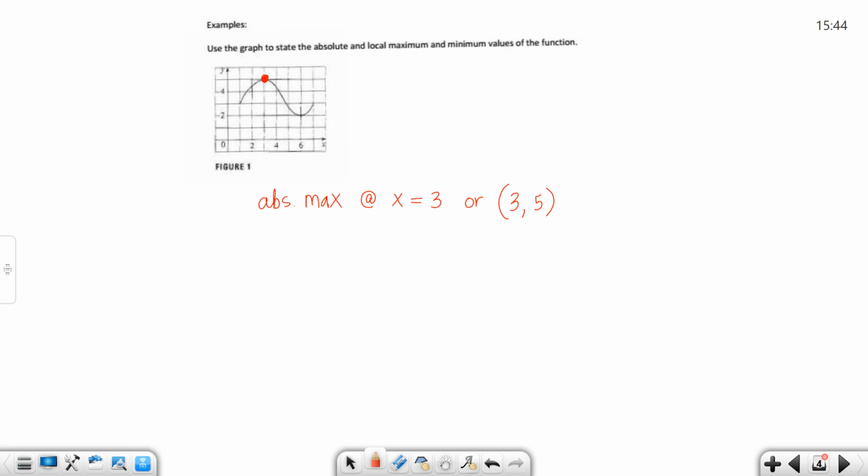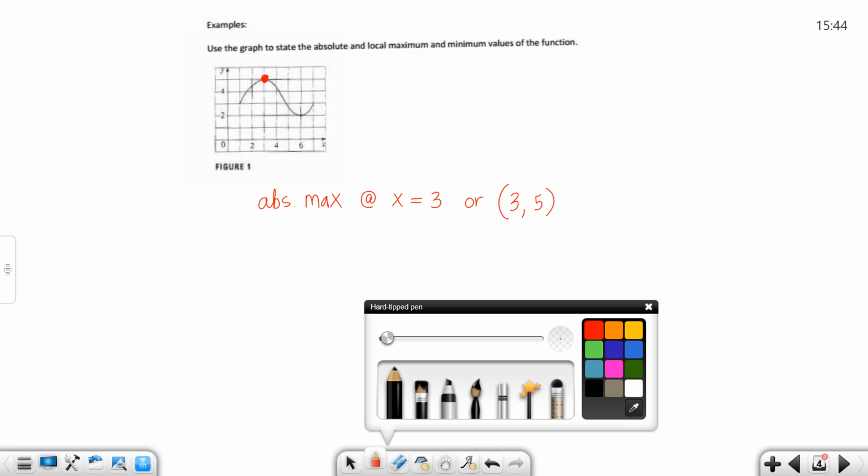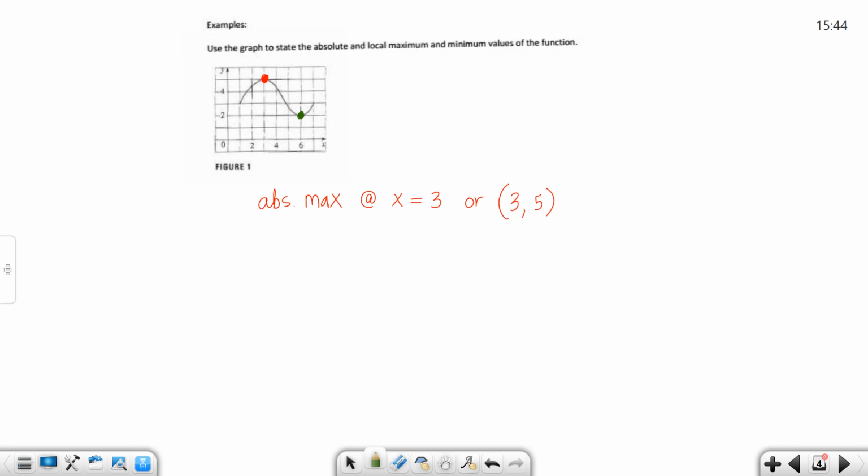It's not the best graph, I do apologize. You also have an absolute min right here. That's the lowest point when compared to points nearby. So you have an absolute min when x is 6. Sorry, let's see if we can get that better. There we go. You have an absolute min when x is 6. If you wrote it as a point, that would be the point 6, 2. So that's how we start that particular part.